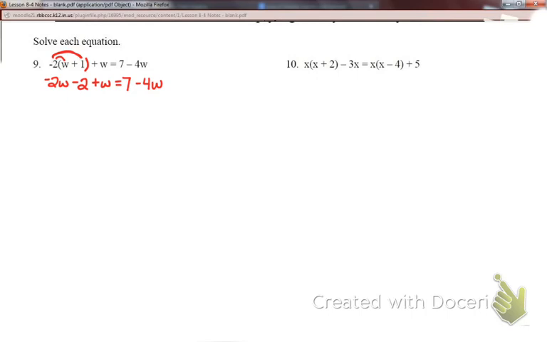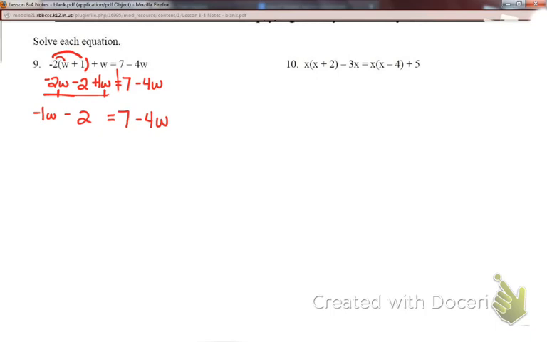Again, just like we did on the front of the notes. So if you notice on this left side of the equal sign, you have a couple w's that you can put together. And so you want to do that to make that side a little bit smaller. So that's a -2w plus w, or plus 1w. So -2w plus 1w is a -1w. And then the -2. And then equals 7 minus 4w.